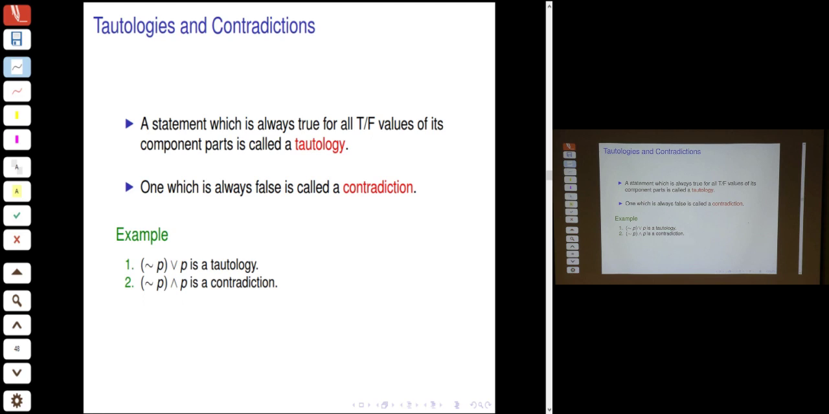And the opposite, the sentence which is always false, is called a contradiction. So the example is this: negation of P, not P and P. Right? P and not P cannot hold at the same time. So there's no way this thing is true, no matter how hard you try. Okay. So this is called contradiction because it's always false.